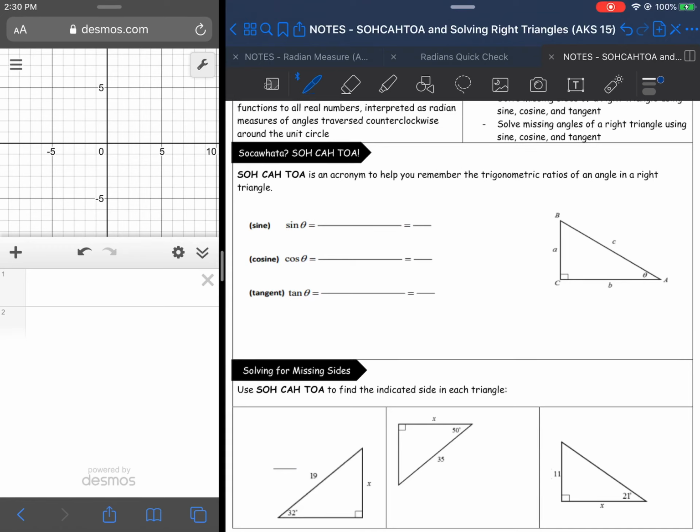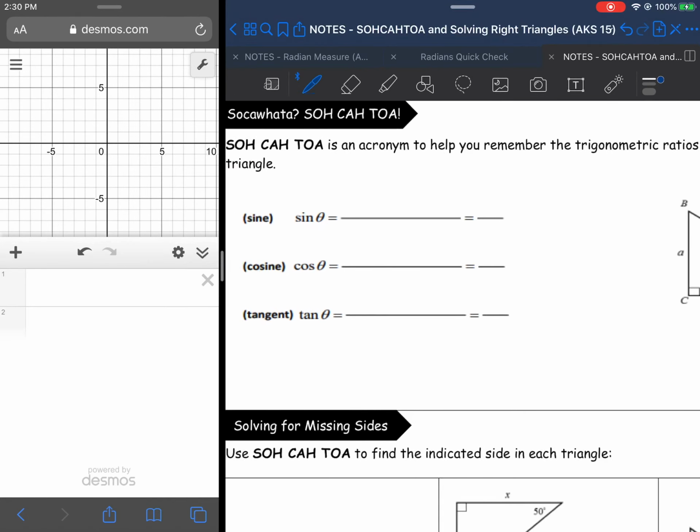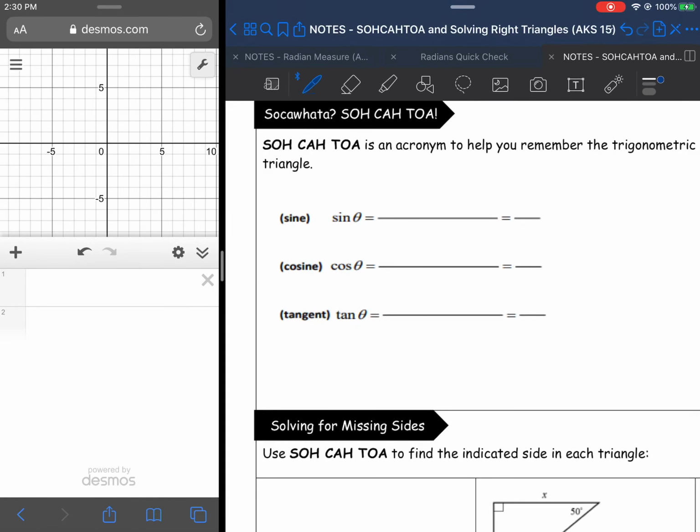So Sohcahtoa, as you might have seen in geometry, is an acronym to help you remember the trigonometric ratios of an angle in a right triangle. So means sine, so the sine of an angle is the opposite leg divided by the hypotenuse. So let's write that down. The sine of an angle theta is the opposite leg divided by the hypotenuse, which is the longest side of the triangle.